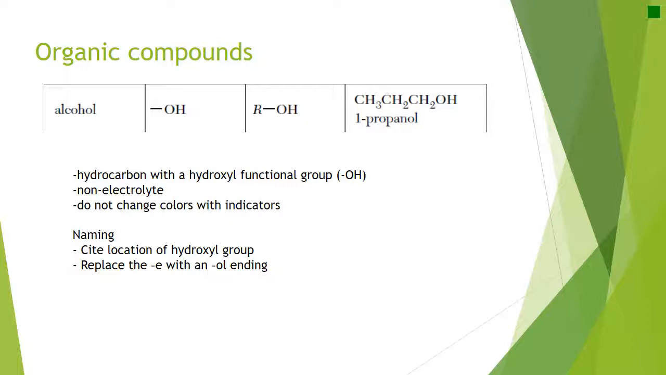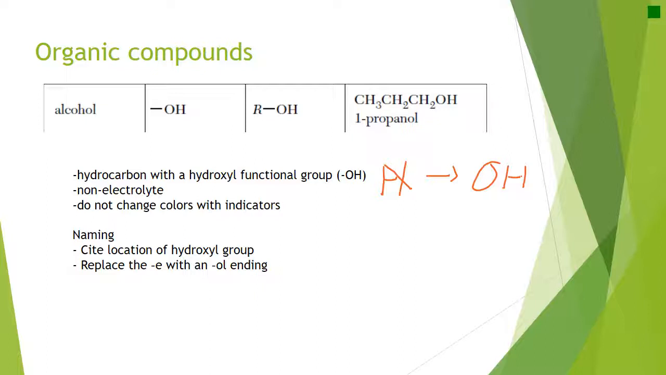Well, hello everyone. Right now we're going to be going over the many different types of organic compounds. And first we're going to be starting with alcohols. An alcohol is an organic compound with a hydroxyl functional group, which is just a fancy way of saying one of the hydrogens has been replaced with an OH group.